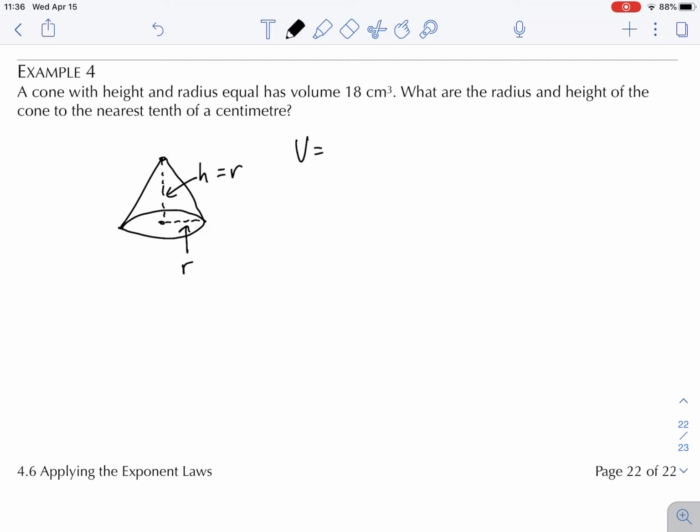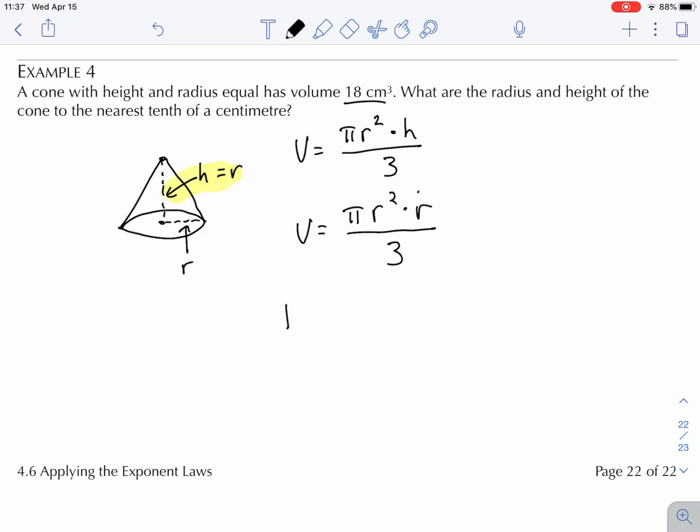We have the volume of a cone. The volume of a cone is equal to, if I remember right, pi times the radius squared times the height divided by 3. Now, in this volume, there's 2 variables. But in our cone, we just said that the height and the radius are equal. So we can rewrite our volume question like this: pi radius squared times radius divided by 3.